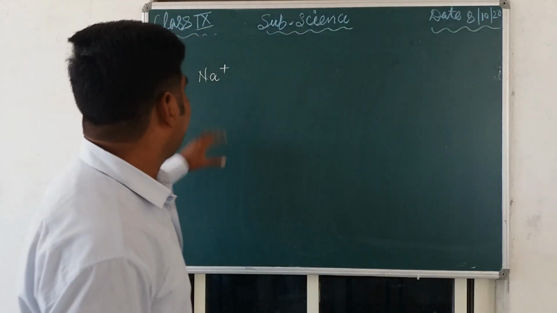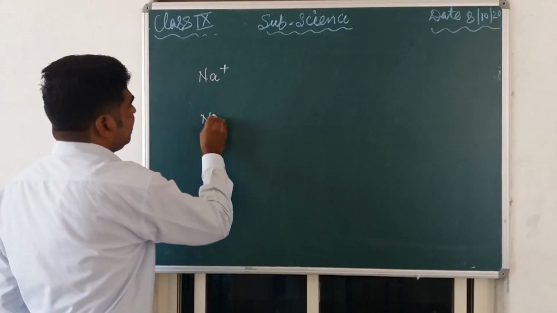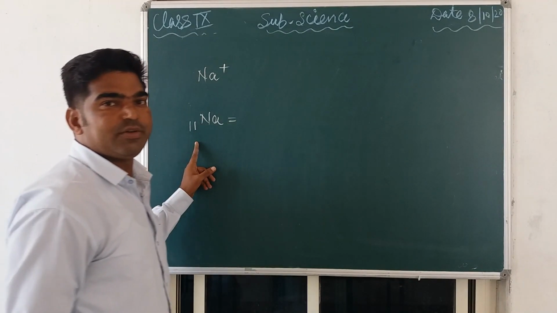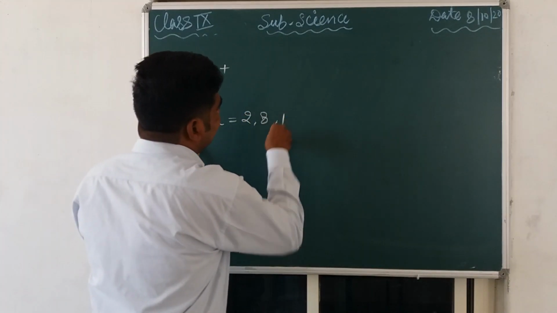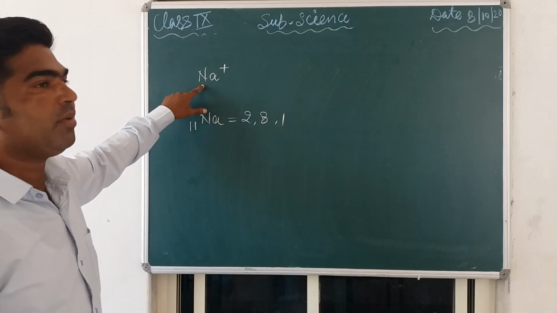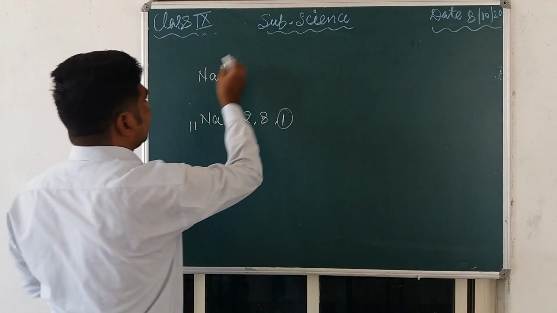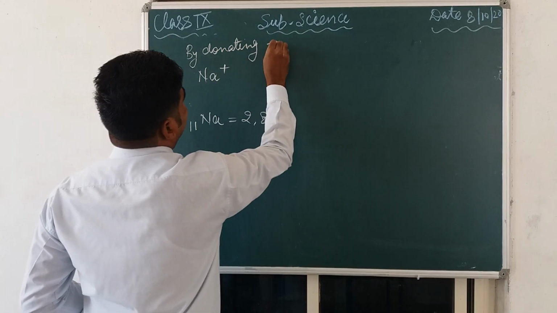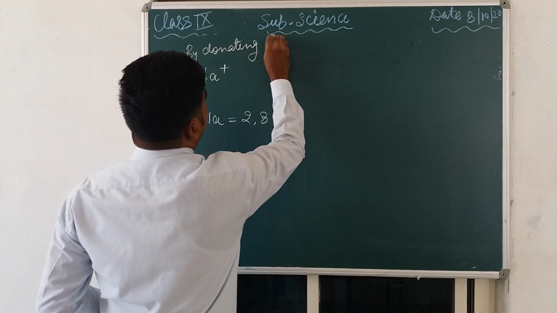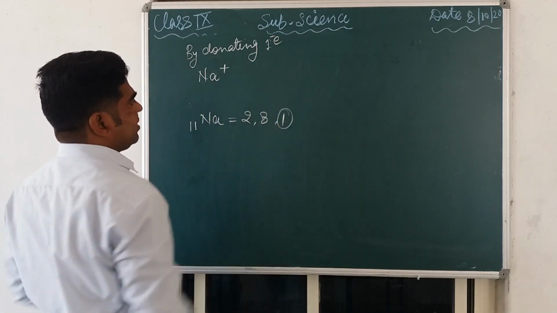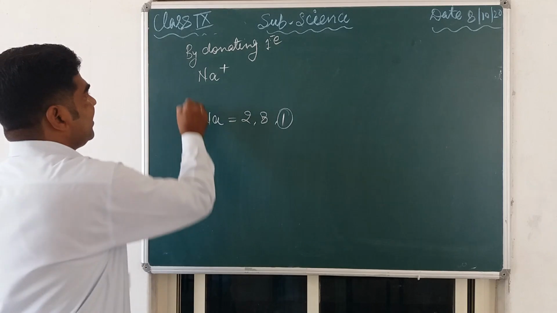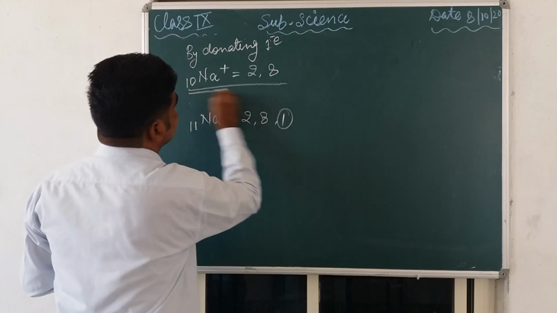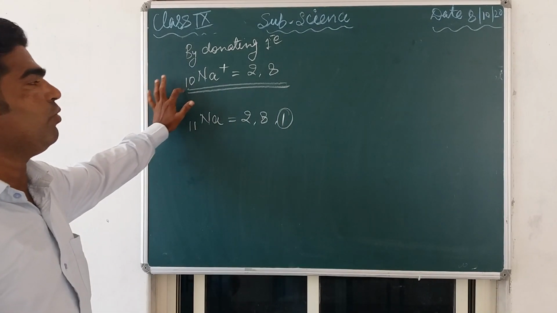So now, normally in the case of sodium, its atomic number is 11. If we write the configuration for sodium, that is 2, 8 and 1. So this Na+ is formed by donating one electron. So how many electrons are in it? That is 10. So for this you can write 2 and 8. So this is the configuration of sodium plus.